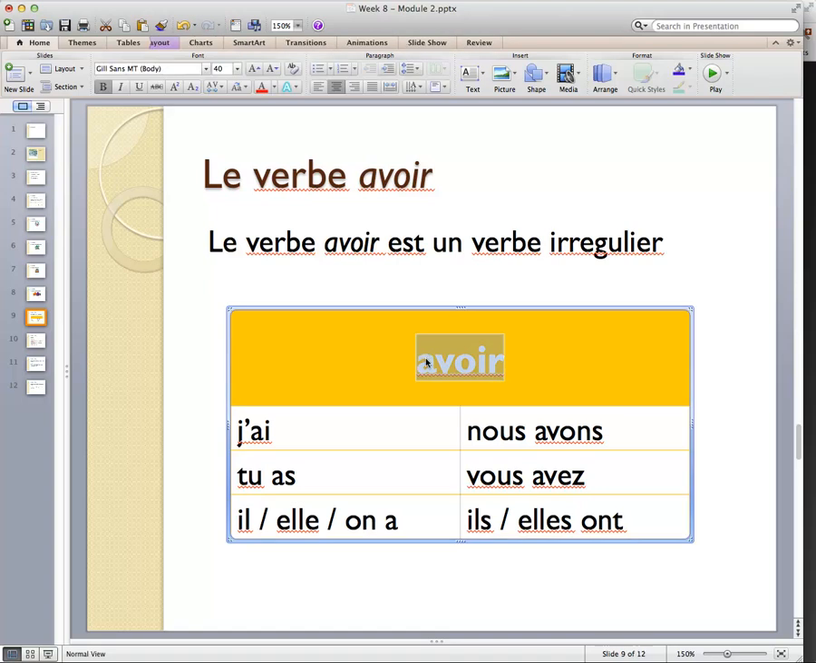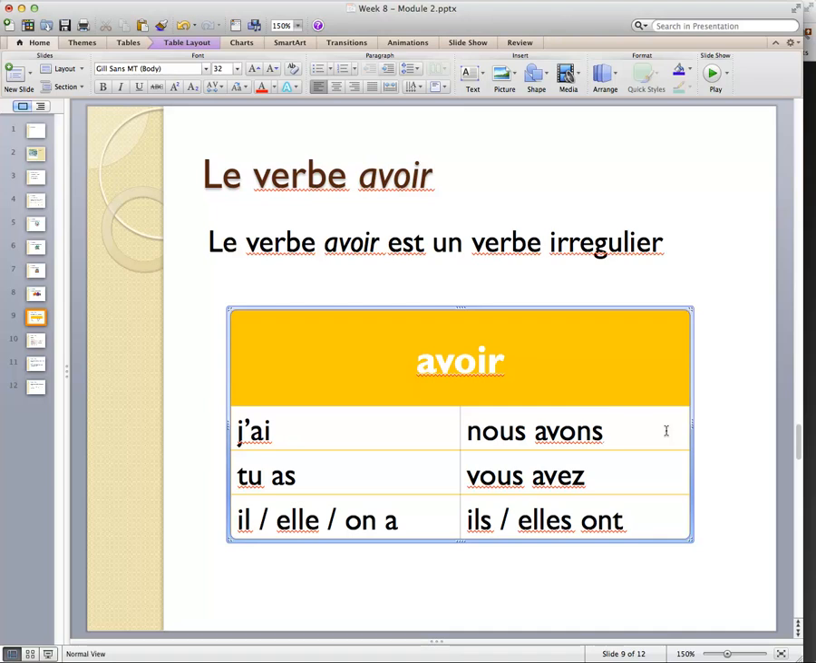So, looking at this part of the verb, which again is called the infinitive, we need to change the entire spelling. For je, we're going to change it to ai, j'ai. For tu, we'll change it to as. For il, elle, and on, we're going to use just the letter a. For nous, we're going to use avons. Nous avons. And again, here, between the s and the a, we will pronounce a little z sound.